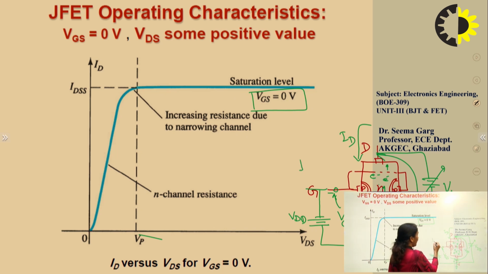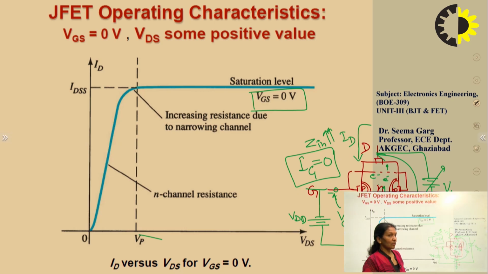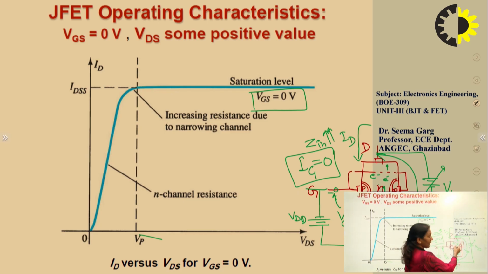Also we know that the gate current is 0 in case of the junction field effect transistor. Why? Because of the very high input impedance. Why input impedance is high? Because gate to source terminal is reverse bias. So here the current will start flowing.